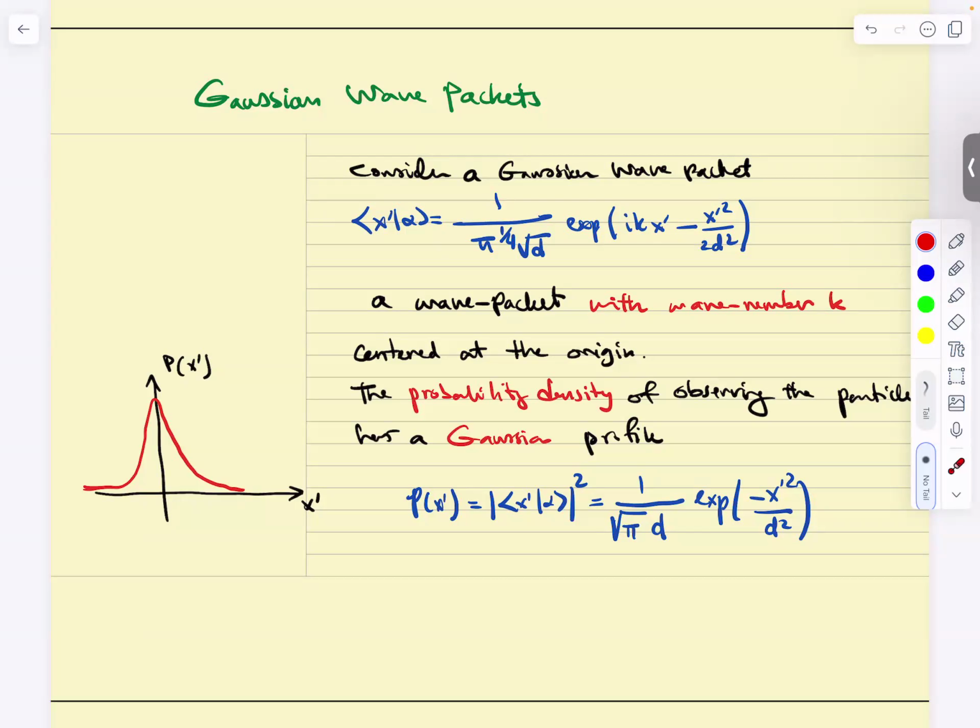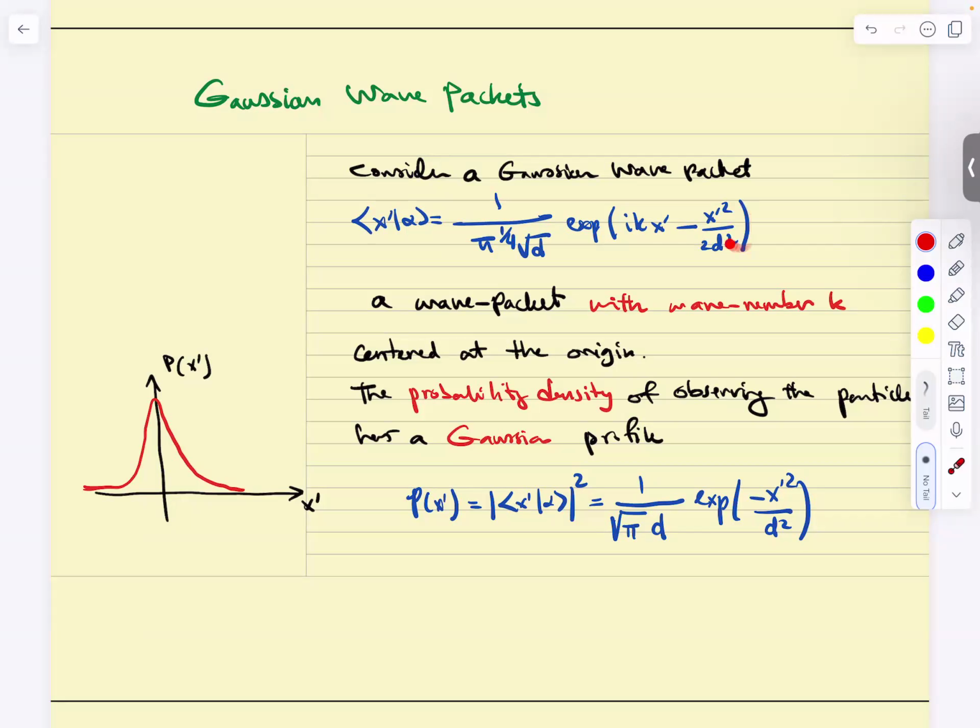It describes the wave function of a particle, and the wave function squared is the probability density of the particle being at some point, and that takes a Gaussian form, right? Is it clear? Just drop the phase, square the rest. I also chose it to be centered at the origin.